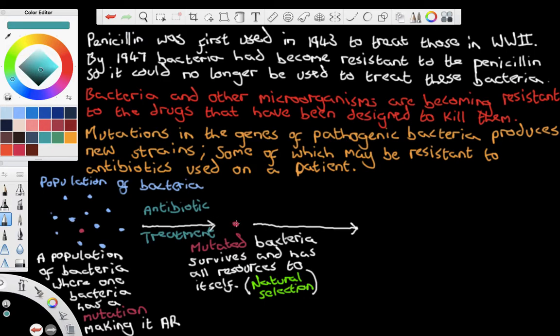So while this one mutated bacteria is by itself and it has all the resources it needs to survive, it will then undergo binary fission, B-I-N-A-R-Y, F-I-S-S-I-O-N. And when it does this, it makes exact copies of itself. So rather than having one bacteria with the mutation, you'll now have lots of bacteria with the mutation. Okay?